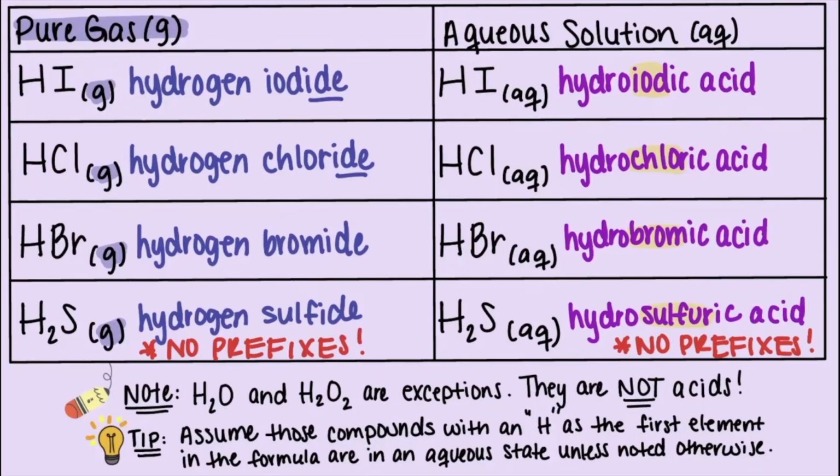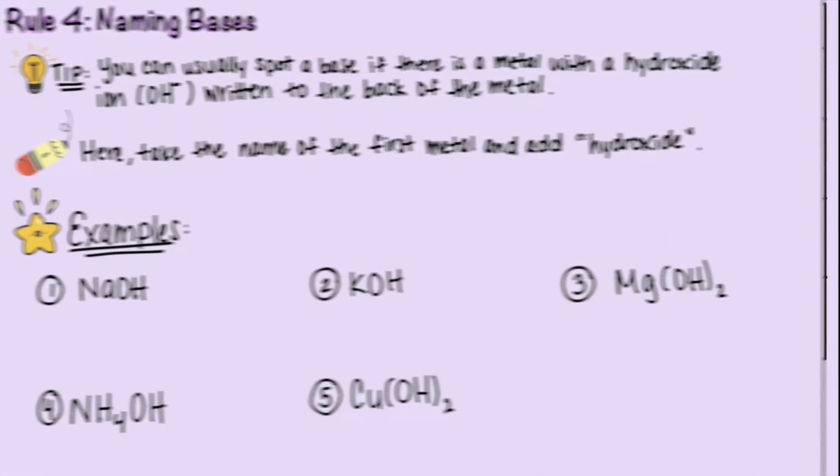And two big exceptions that I just want to point out: keep in mind that H2O, which is water, and H2O2, which is hydrogen peroxide, even though these start with hydrogen, they are not acids. So just keep that in mind.